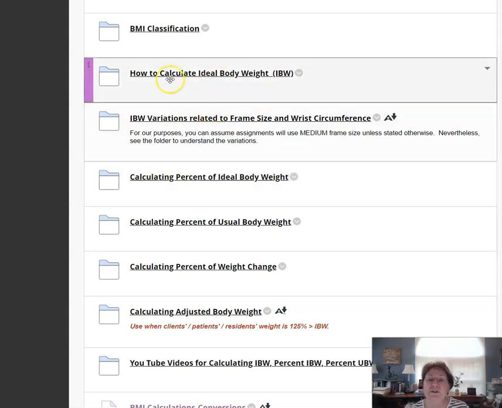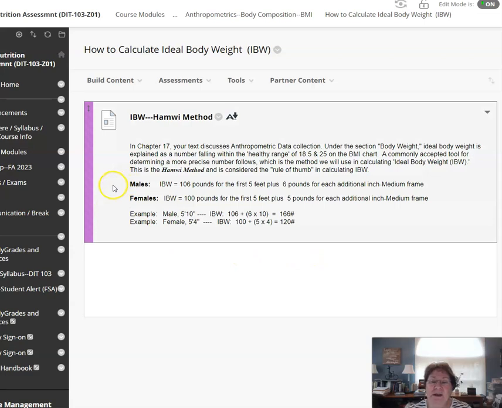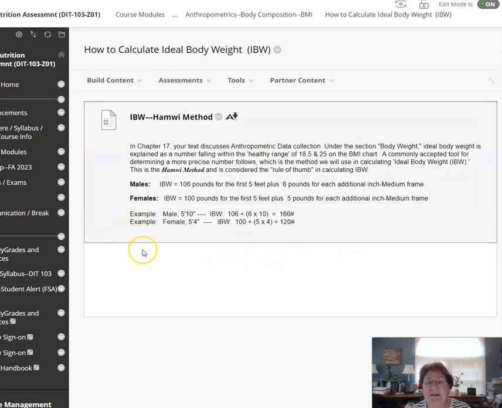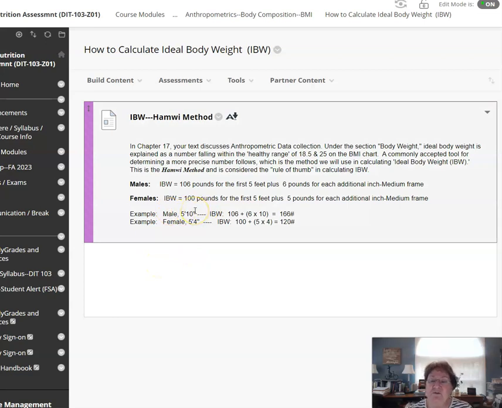All right, so if we look in this folder, how to calculate ideal body weight, we see this Hamwe method. Calculations for males and females are different, so you need to differentiate between the two. Let's talk about females first. We start off with 100 pounds for someone who is 5 foot high, and then we add 5 pounds for each additional inch based on medium frame.